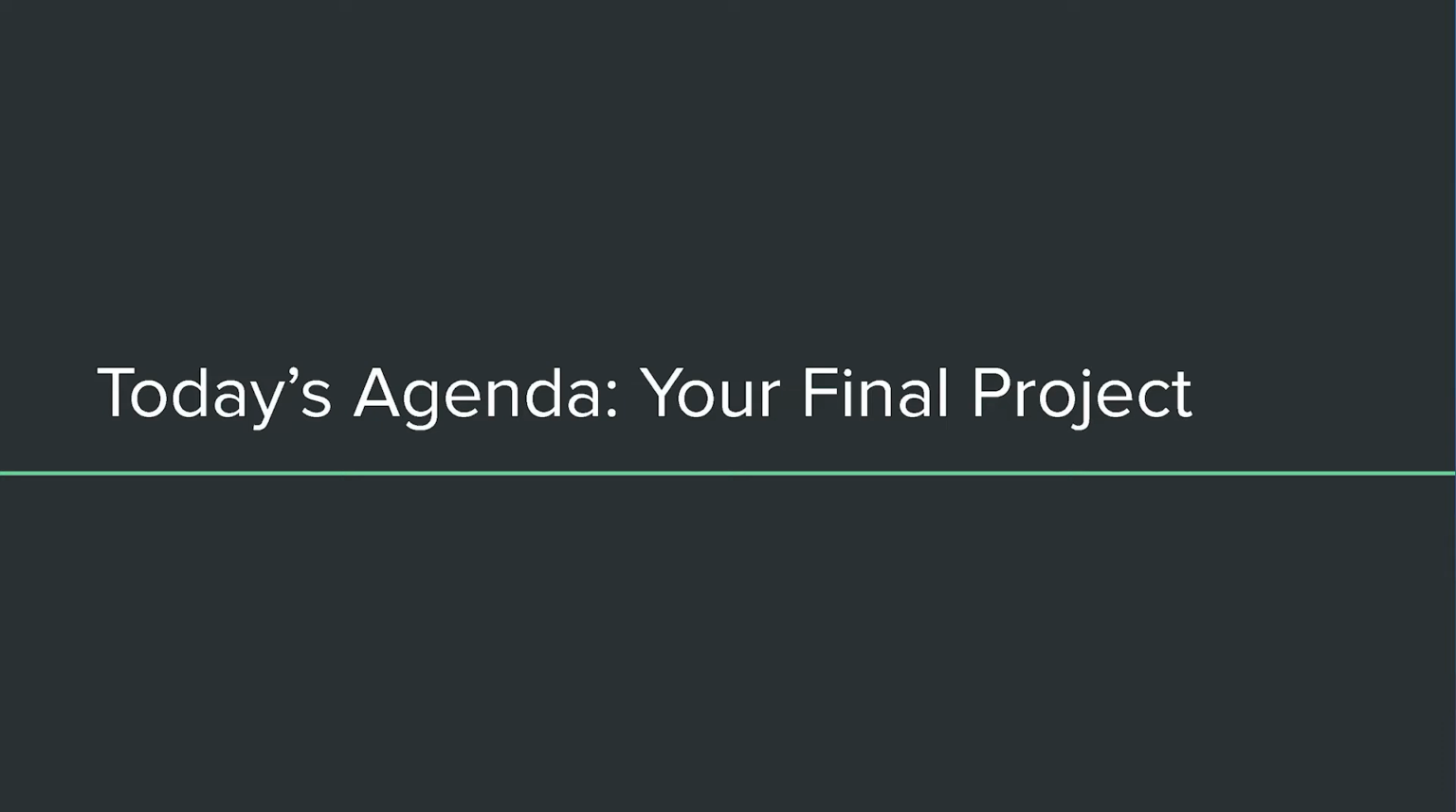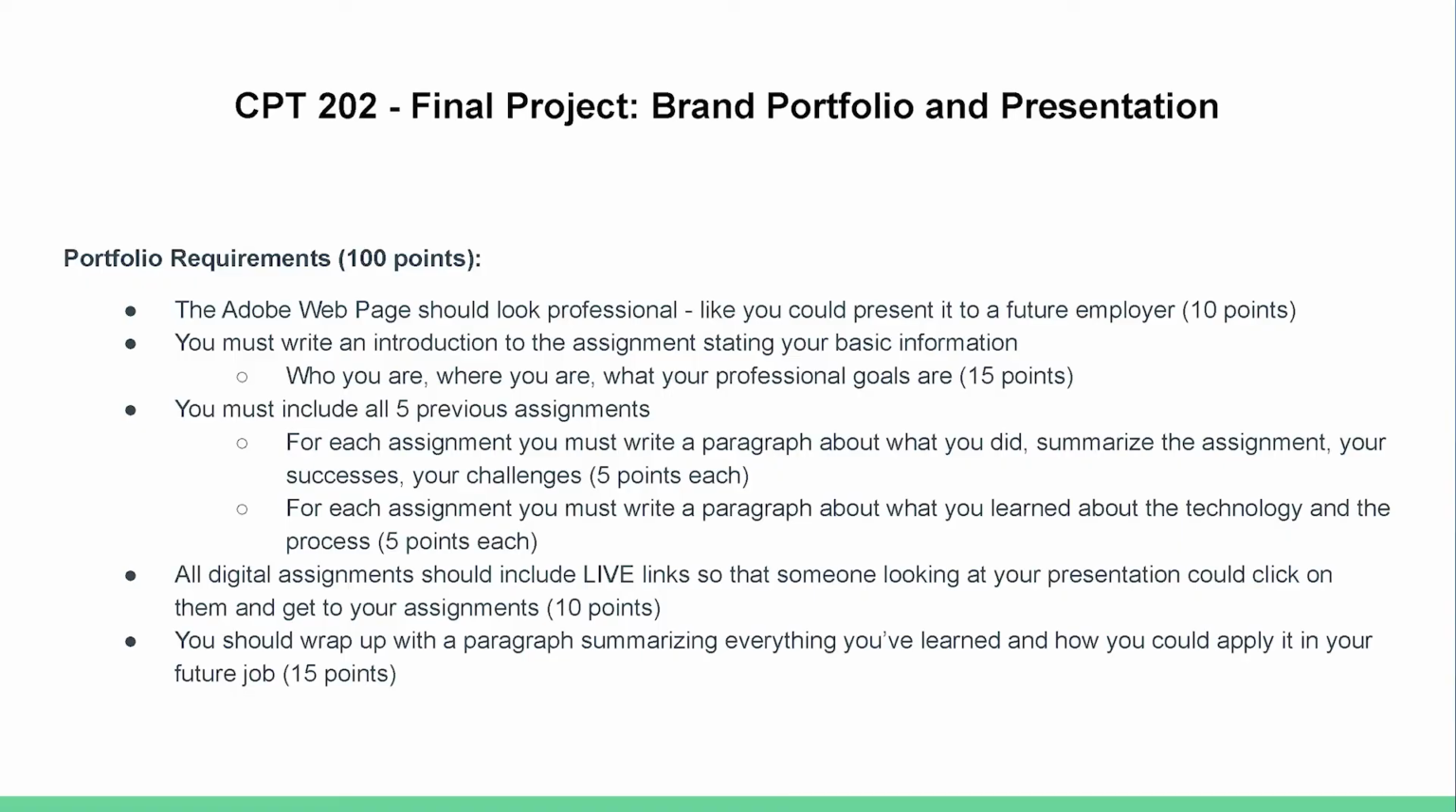Okay, now what you've actually come here for, the important part, right? Your final project. So let's talk about your brand portfolio and how this is going to look. The portfolio requirements are pretty simple. You're going to use Adobe Spark, which you're already familiar with, to create a web page that's going to showcase all the work you've done in this class already. So you should have basic bio information like you've done on all your about pages. You need to then have an introduction somewhere, a simple paragraph about who you are, what you're trying to do.